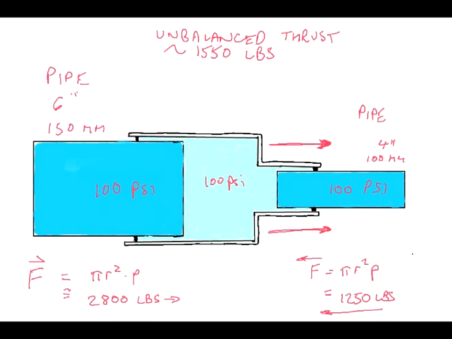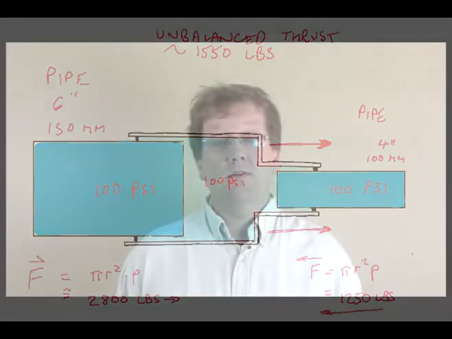So the thrust pushing the coupling to the right is πr², the area of the pipe, times the pressure, which is 100 psi, and that's 2,800 pounds. The force resisting that thrust is πr² times the pressure, which is 1,250 pounds on the right side. That's an unbalanced force of about 1,500 pounds. That's a formidable force. That's a very strong force trying to push that coupling off. So I hope you can see that in a reducing coupling, this risk of drift is not an insignificant one.